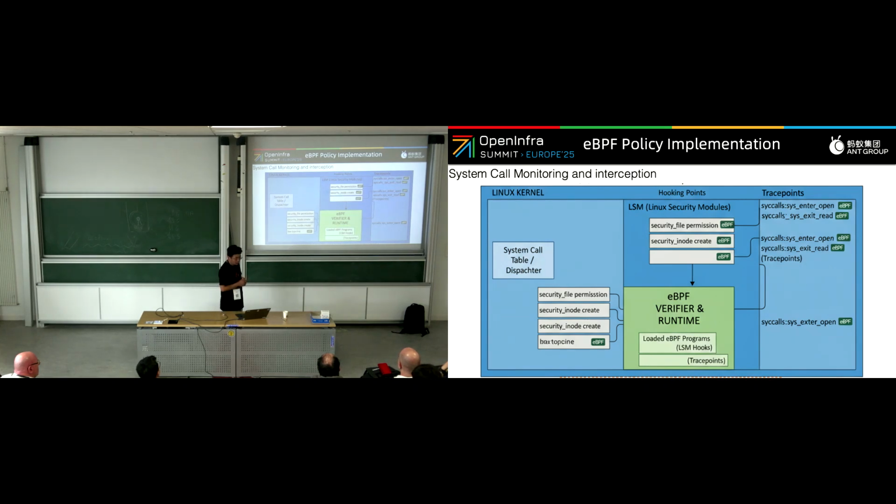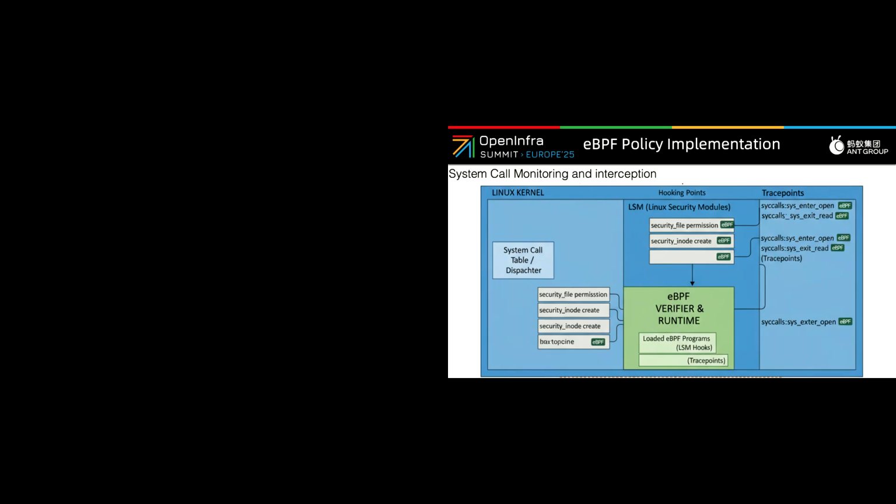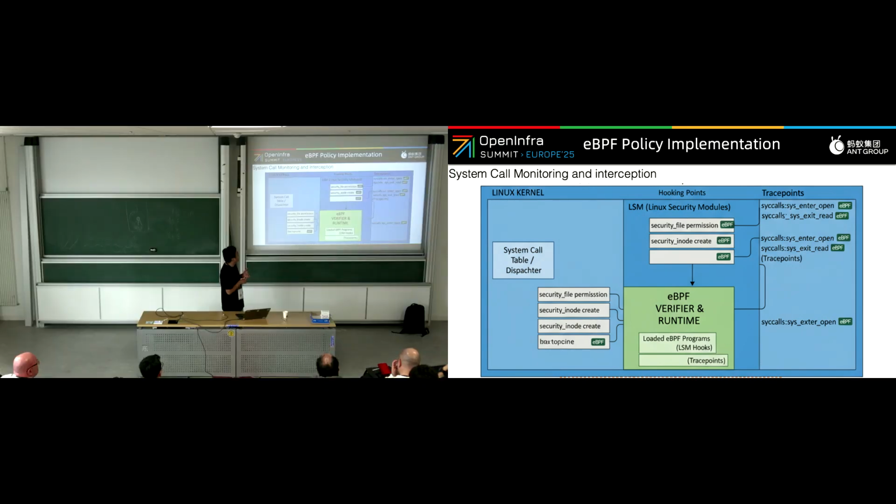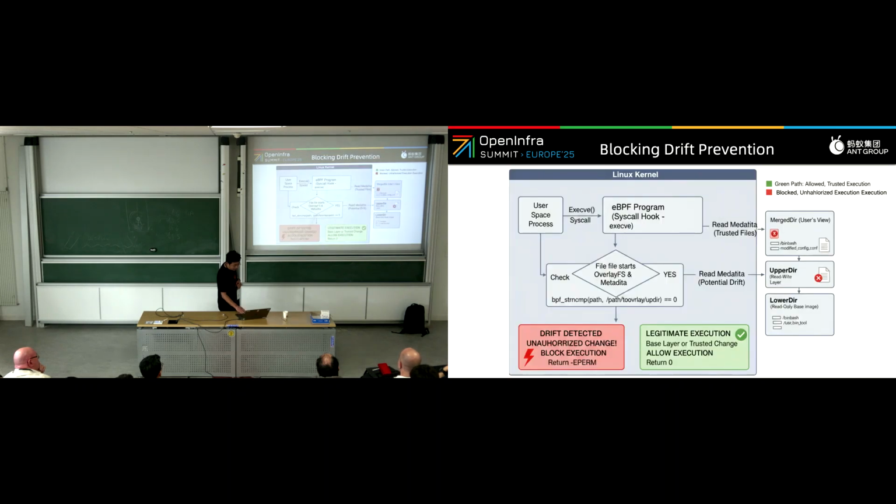The next one is the syscall monitor in our security issues. As I said, you can block specified syscalls, such as the open of a file or read of a file, and exec of other programs in your containers. And the last one is blocking drift prevention.